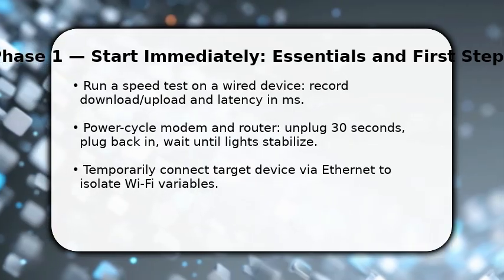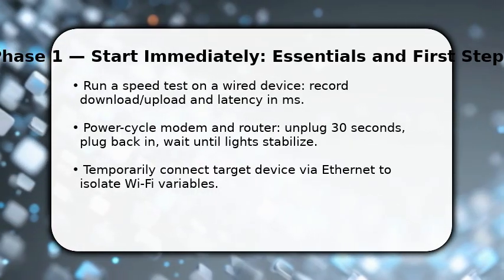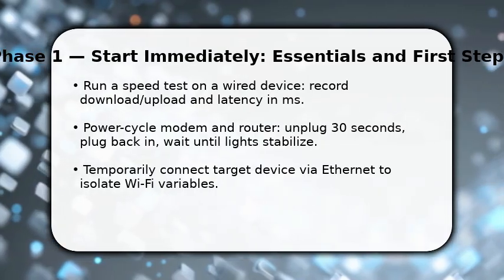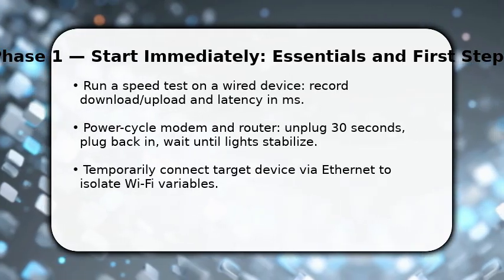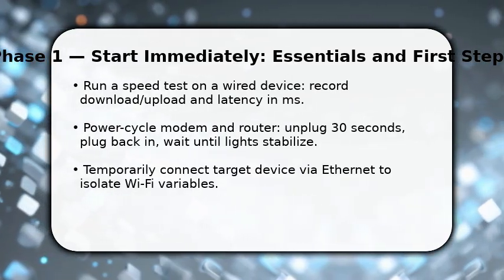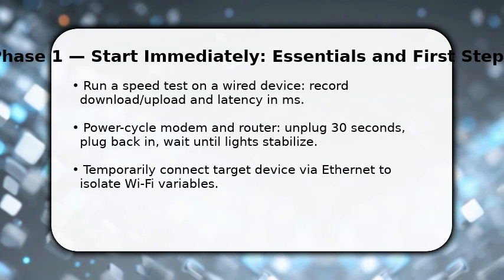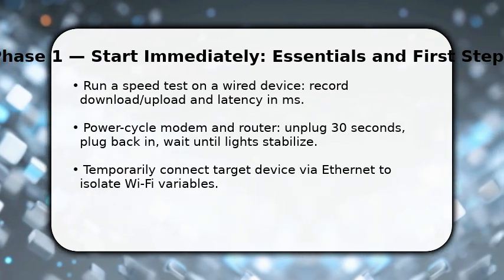Next, plug your main device straight into the modem or router with Ethernet to eliminate wireless interference. This separates ISP issues from Wi-Fi problems. Make sure firmware updates are allowed, if available. Apply them before changing other settings, so you start from a stable state.